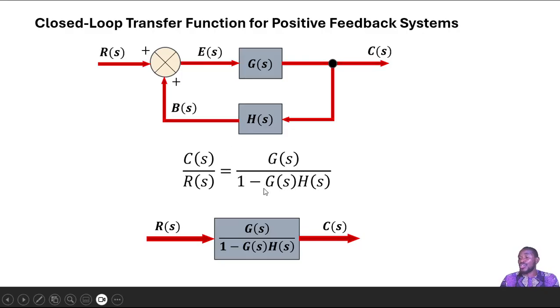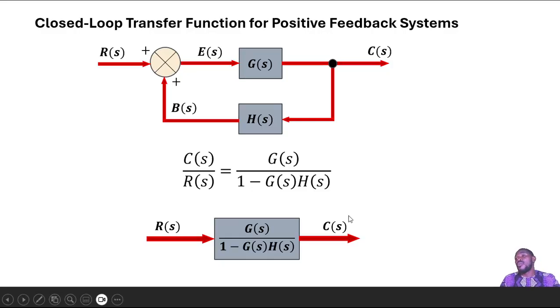This is the transfer function of a positive feedback system, and it reduces to this. The input comes into your control system, and that transfer function acts on the R of S to give you C of S.